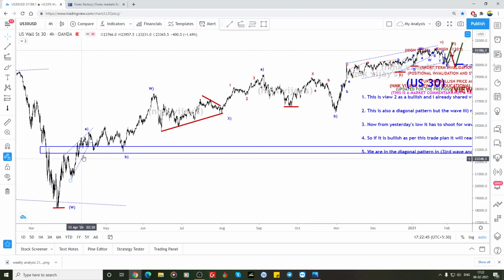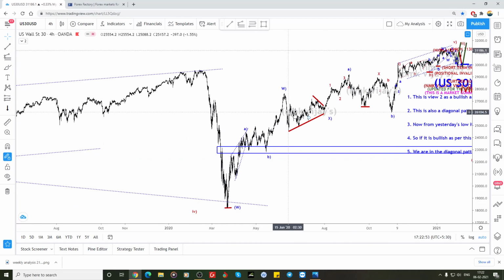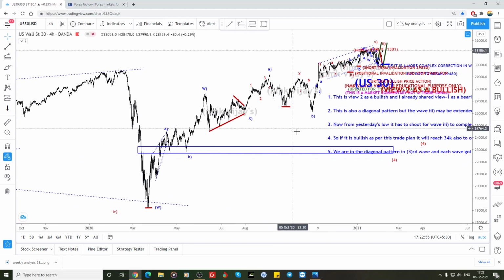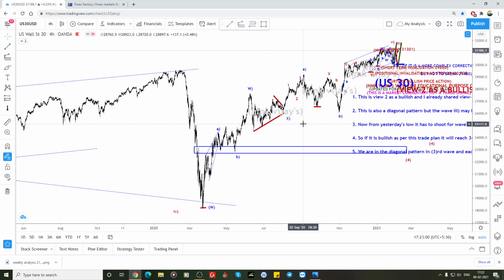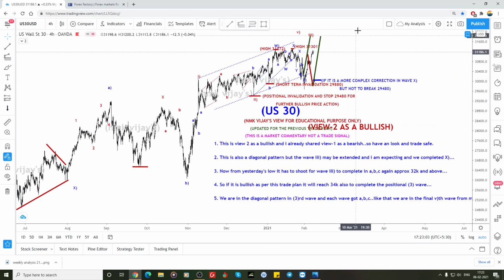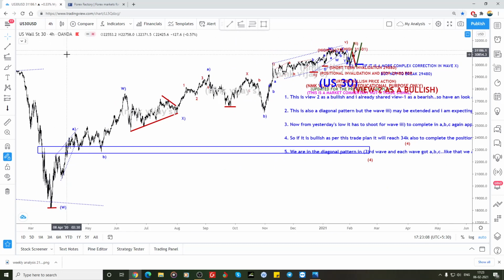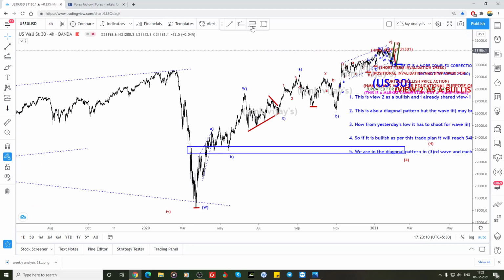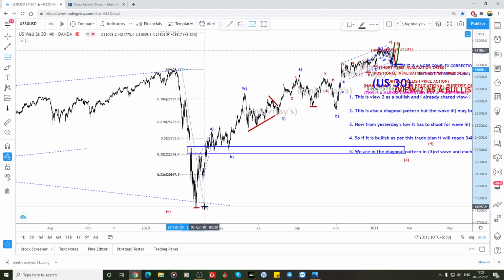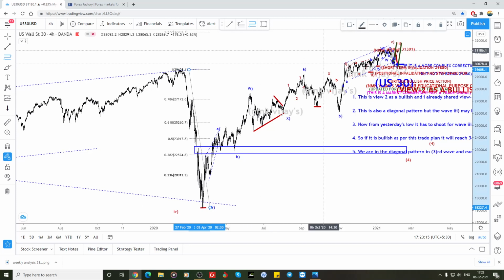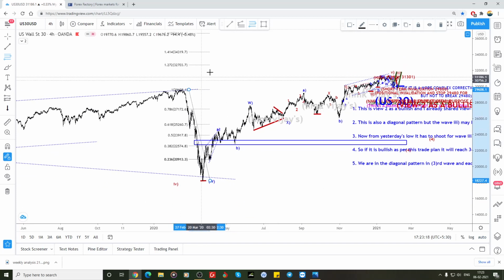Or else this could be a 1, 2, 3, 4, 5. So this could be a 1, the whole thing becomes A, and this is a B. Whatever it is, if it is a 1, I am looking for a little bit deeper correction in the 2, it won't be like this, I think. So still now it is above the A, 32,33 is my target, because if it is a 1, second, an irregular flat, it could travel up to 33 also.